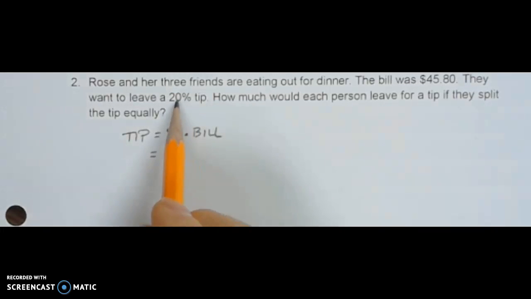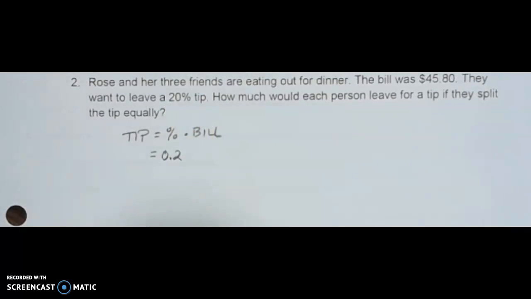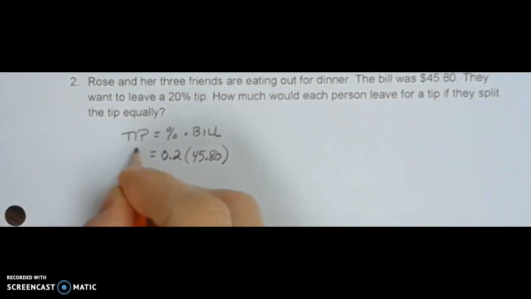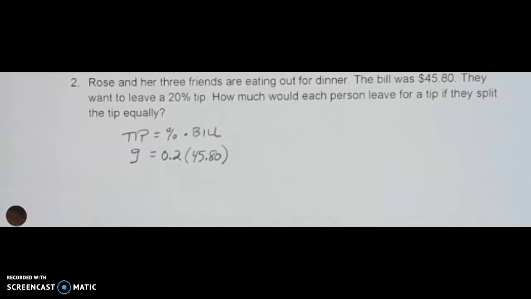Okay, and they tell us that they want to leave a 20% tip right here. So we're going to move the decimal back twice to make it a decimal. That's going to become 2/10. And the bill was for $45.80. Okay, so we're going to calculate the amount of tip. We're going to use G for gratuity. That's another name for a tip. And to get the amount of the gratuity, we're going to do 2/10 times $45.80. And when we punch that into our calculators, we get 9 16/100ths. So the amount of the tip, the total amount, is going to be $9.16.